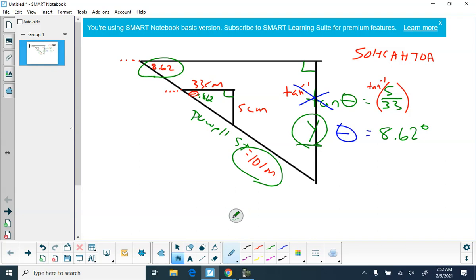Which trig ratio relates the Y to the 101? Write yourself a trig ratio. Check with somebody around you. Then solve that equation. Solve the equation.